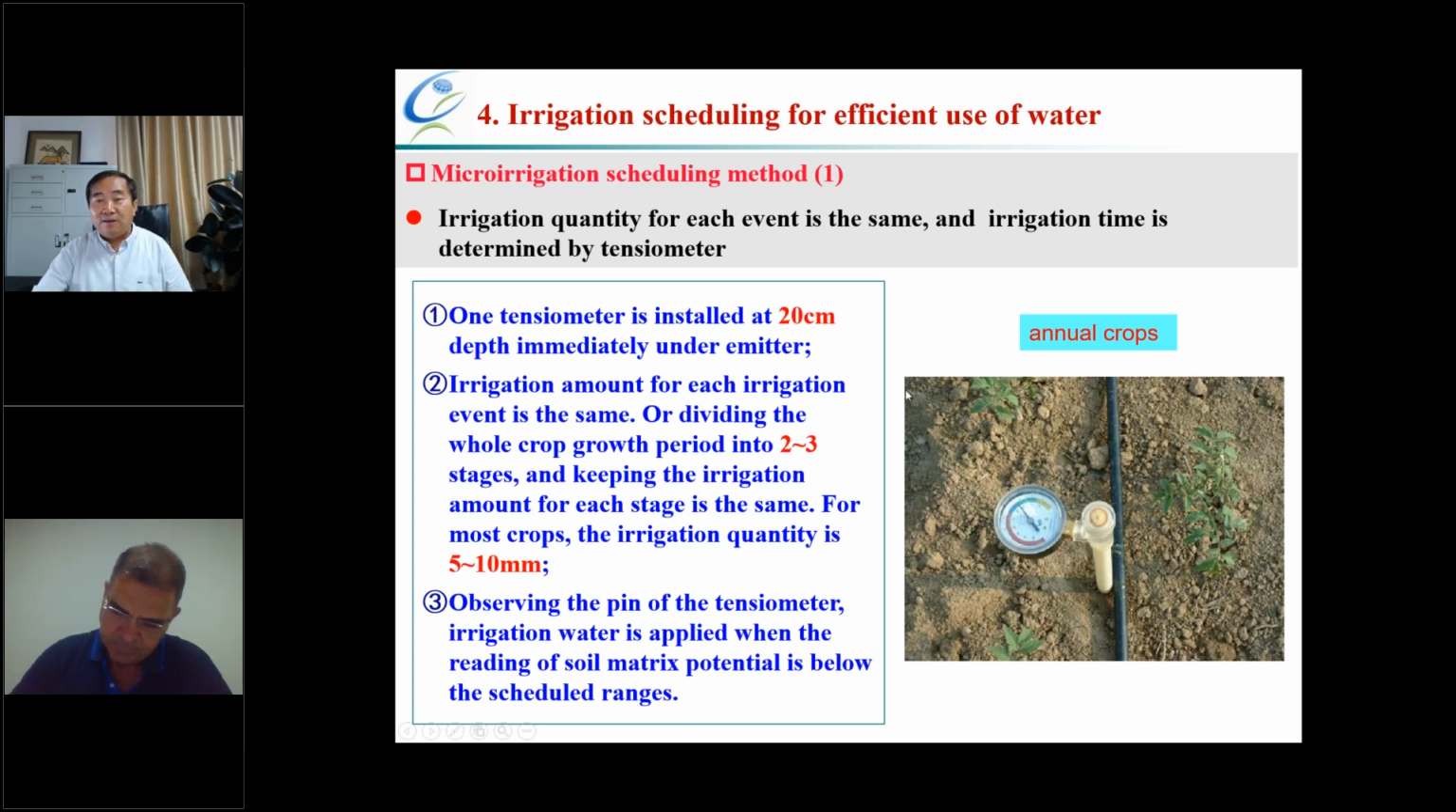So you see, irrigation scheduling is very simple. The users just read the gauge of the tensiometer. If they find the pin is out of the range of the colors that we tell them, they just push the button and start the irrigation. They don't need to worry about whether the water is enough.